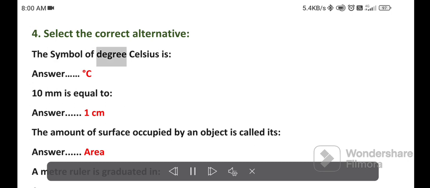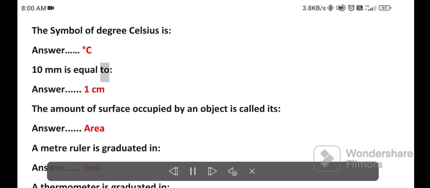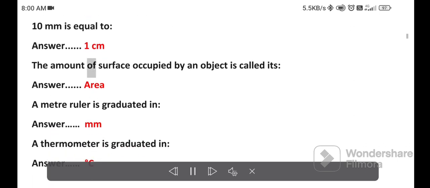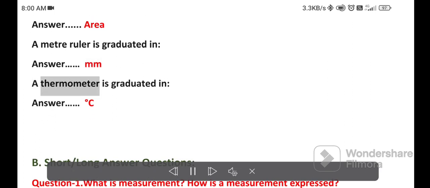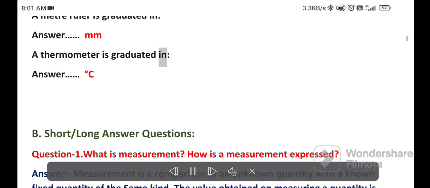The symbol of degree Celsius is. Answer, degree C. 10 millimeters is equal to. Answer, 1 centimeter. The amount of surface occupied by an object is called its. Answer, area. A meter ruler is graduated in. Answer, mm. A thermometer is graduated in. Answer, degree C.